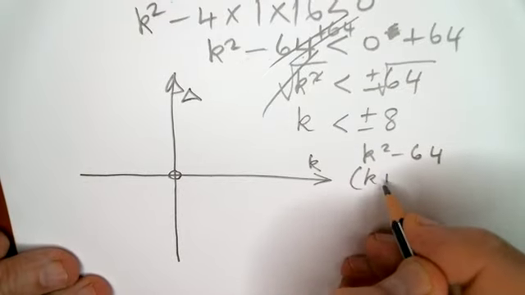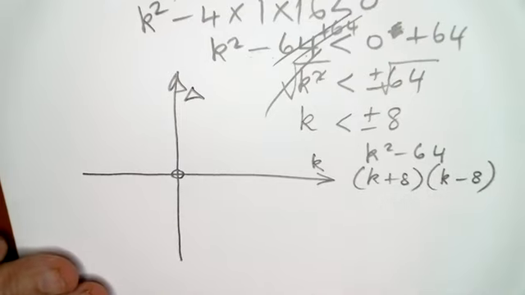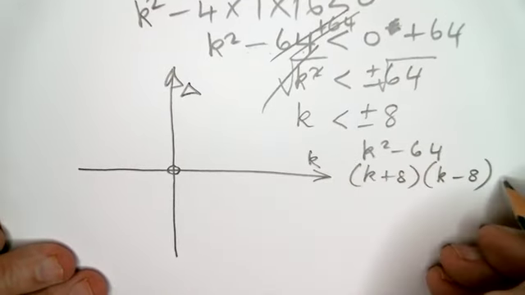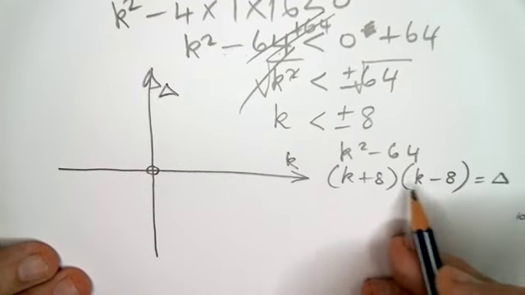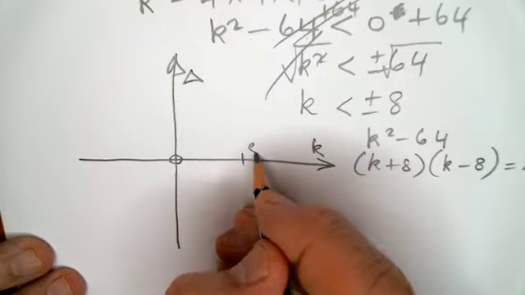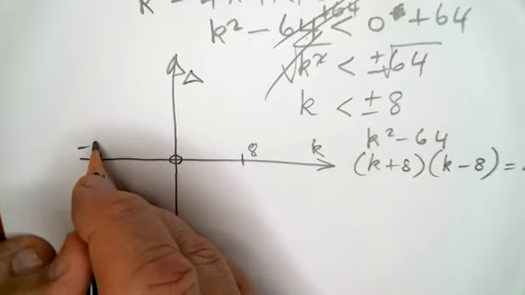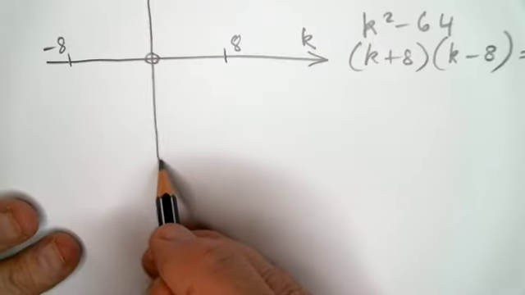That's k plus 8 and k minus 8. And that's the discriminant. That's what the discriminant is equal to. So if I was to plot this here, I would get a graph that looks like this. I would get a plus 8 here. I would get a minus 8 over here. And, well, 8 8s are 64, negative 64. So it's going to be down here.